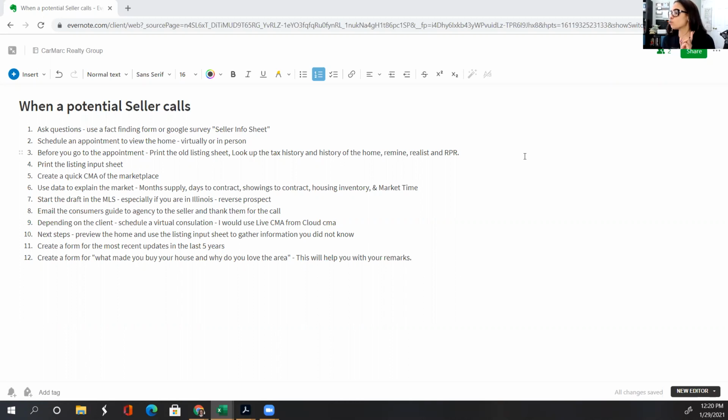Okay, so use market data. Here are the data sets you need: months supply, days to contract or listing to contract, and showings to contract. Listing to contract, average and median, is how many days it takes to get to contract when you go live. Showings to contract is how many showings it takes until you have a contract. Now I can tell you, Mr. and Mrs. Seller, you should have between 10 and 20 showings in 5 to 10 days. And if we don't have a contract, we'll adjust. But also housing inventory and market time. Those are the data sets you need.